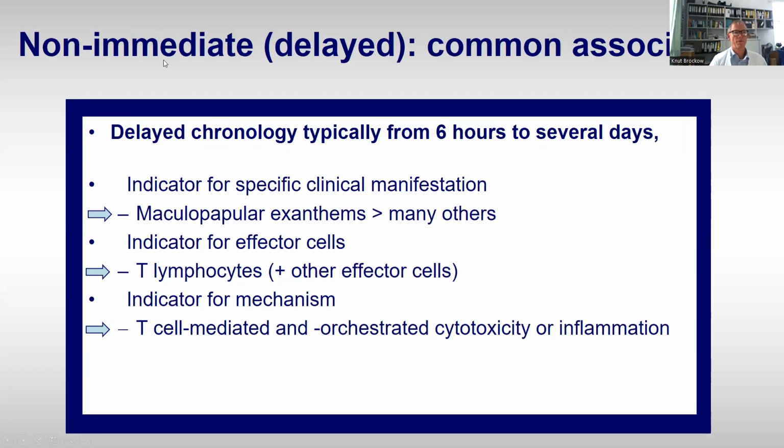On the other hand, if you have a case with non-immediate delayed occurrence, like in our example case, you can also learn from it. The delayed chronology is typically from 6 hours to several days. It also is an indicator for maculopapular exanthems or other exanthems. It's an indicator for the effector cells, which in drug hypersensitivity are T lymphocytes. Sometimes other cells are involved secondarily. And it's an indicator for the mechanism: a T cell mediated and orchestrated cytotoxicity or inflammation, which is the case in this chronology.